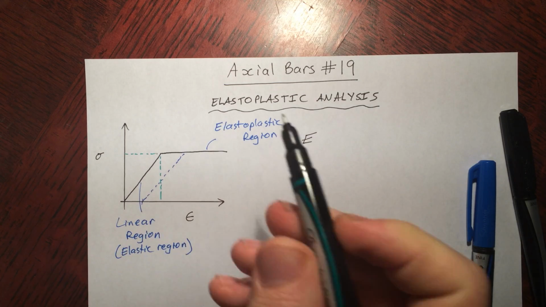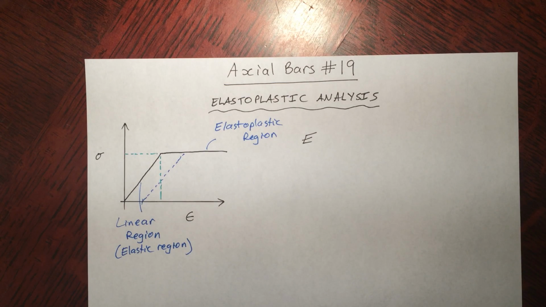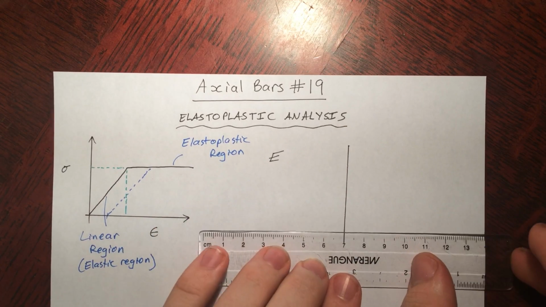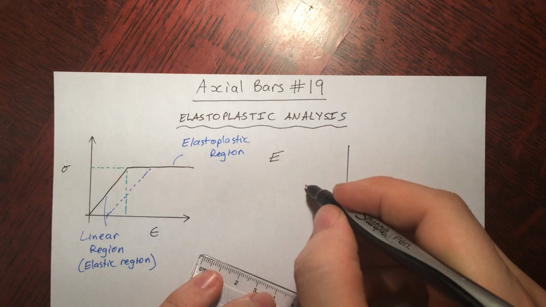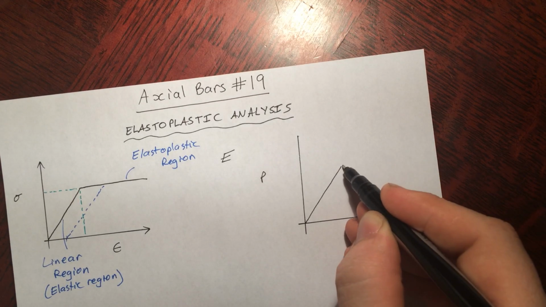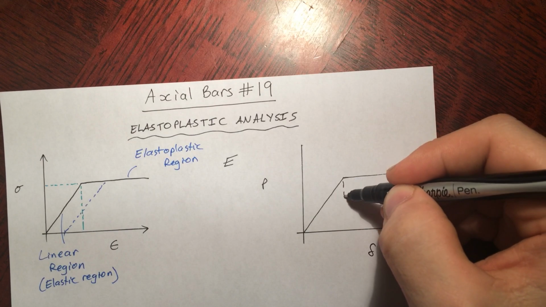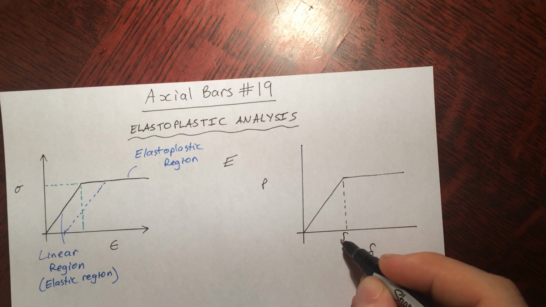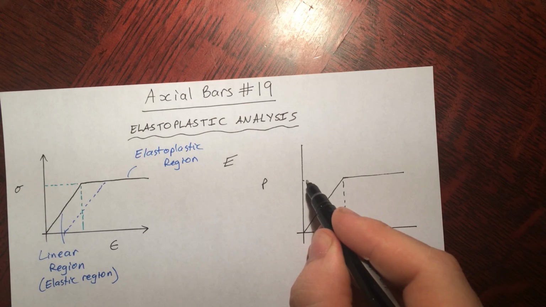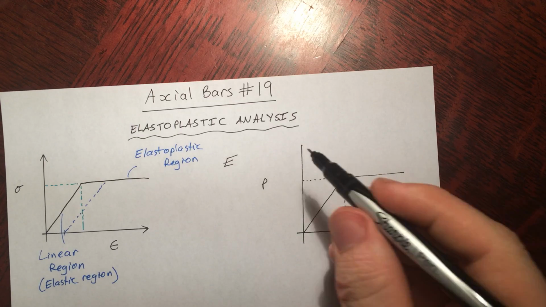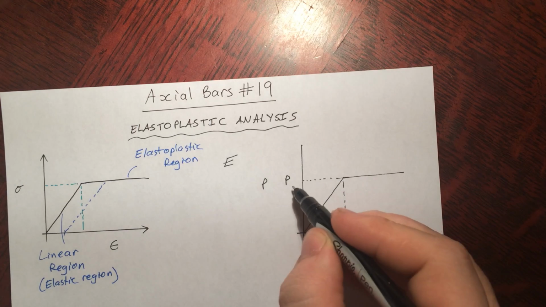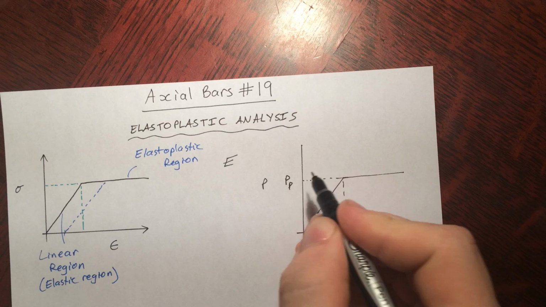Not specifically for this graph, but if you manage to plot a graph, let's use my trusty ruler here to make it look pretty, of the force versus displacement, so P versus delta, you'd find a similar sort of situation happening, right? And this piece here is delta plastic. The delta at the point that it goes into the plastic region is called delta plastic, and the force at the point where it goes into the plastic region is called P with a subscript plastic.